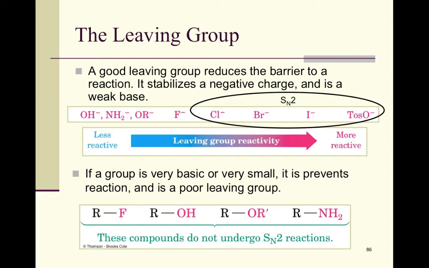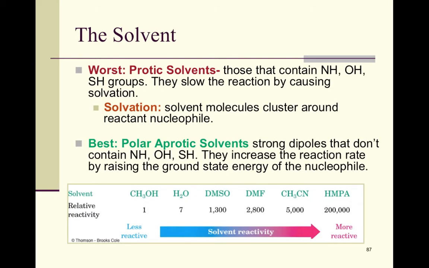And then again, tosylate. So now we have to talk about where this reaction is happening. What solvent would we want to have this SN2 reaction in? The worst solvent is a protic solvent, those that contain NH, OH, and SH groups.